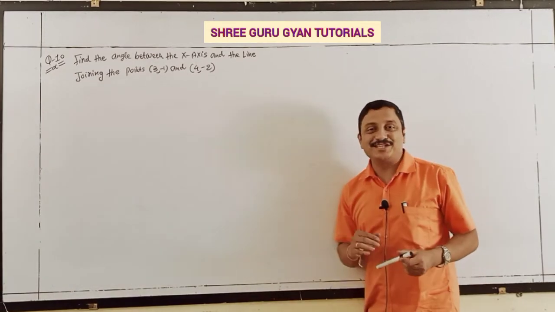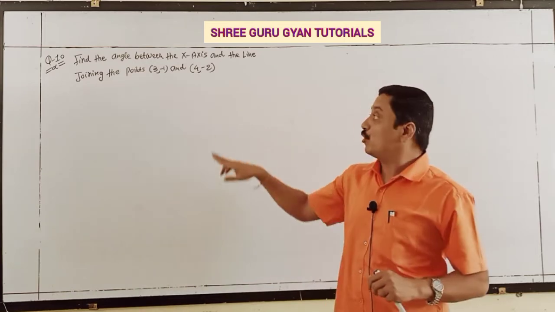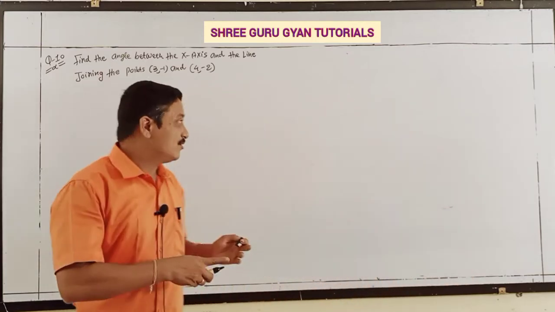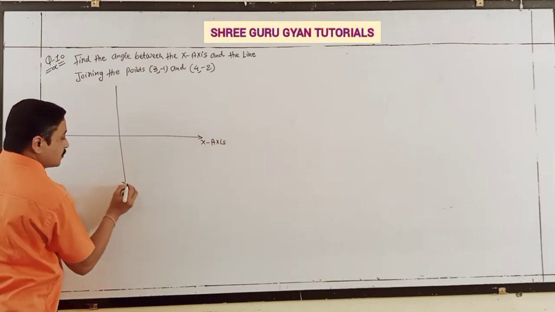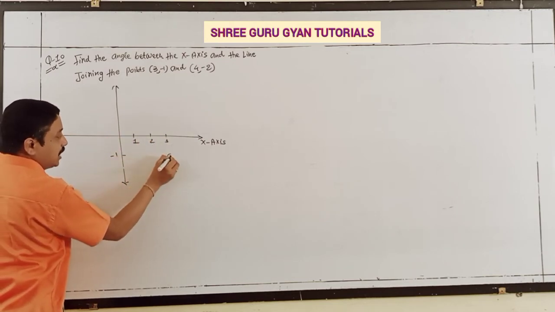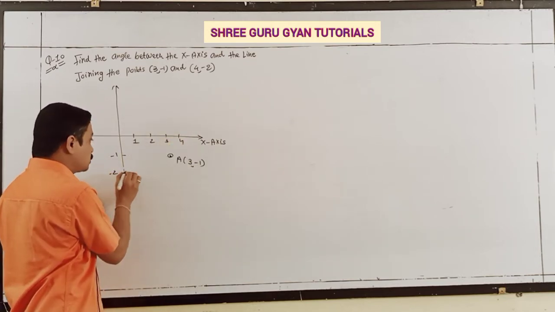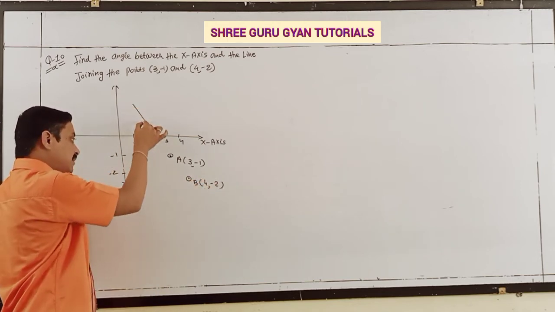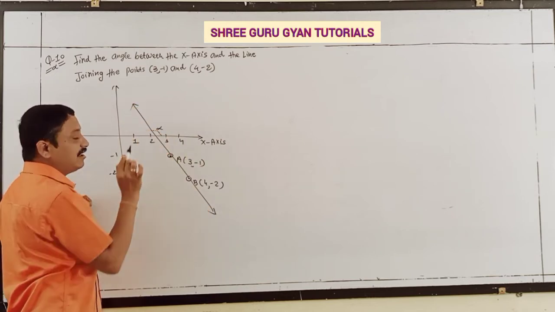Now continue, students. Question number 10. Find the angle between the x-axis and the line joining the points 3, -1 and 4, -2. Very easy, students. First of all, I draw our x-axis and plot our 2 points. The first point is 3, -1, meaning 1, 2, 3, and here -1, so you are here, point A. And secondly, given 4, -2, so I take here 4 and -2, approximately here. Now I join this line, and the angle between it and the x-axis I define as alpha.